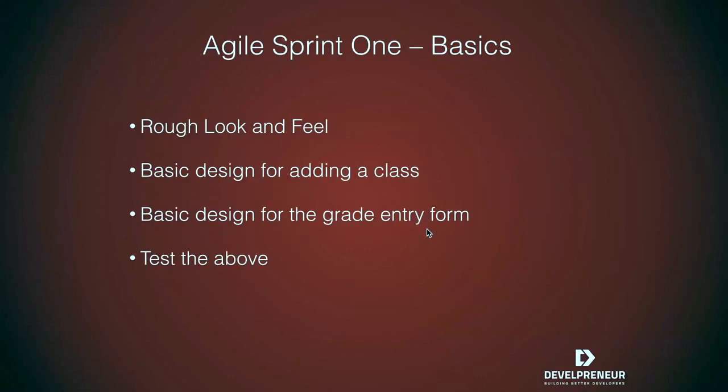So now let's take the same thing and let's think about it in an Agile approach. Now from Agile, as soon as we start, we go into sprint 1. So let's say the way we looked at sprint 1, because we have nothing, we're going to get some basics. So we're going to put something together that has a very rough look and feel. Maybe it's almost like a clickable demo page, a very basic design for a page to add a class, design for the grade entry form, and then we're doing some testing of those features.